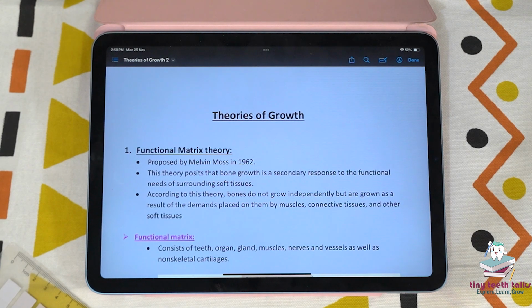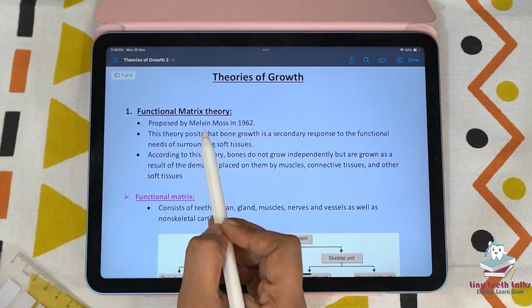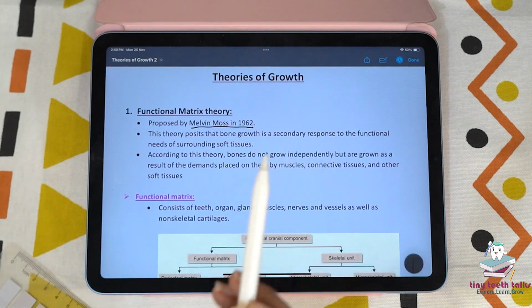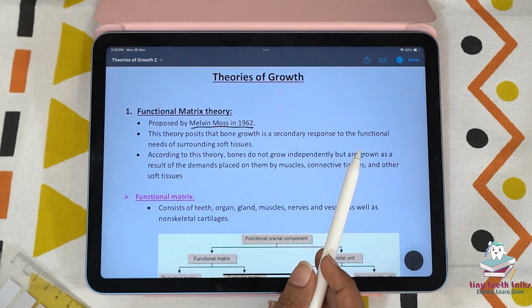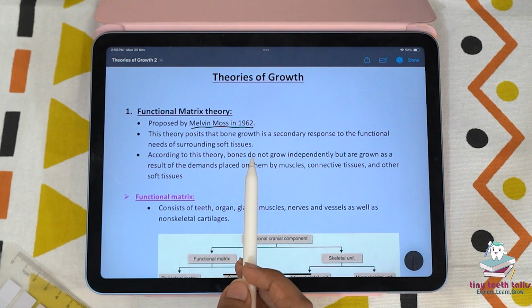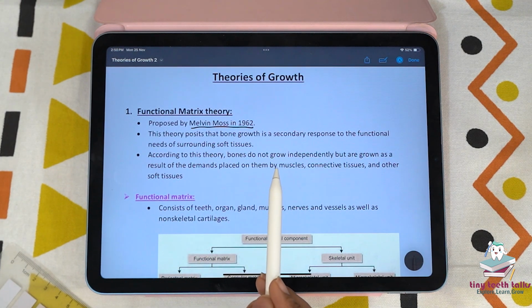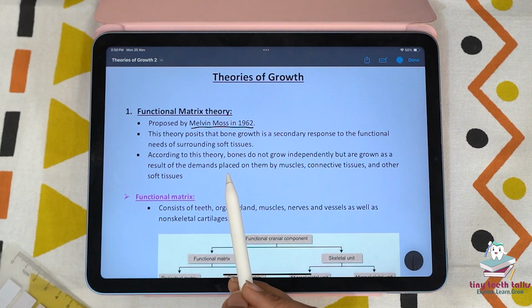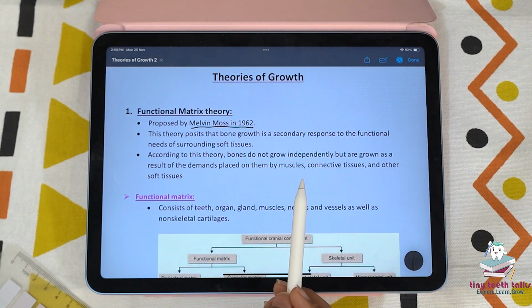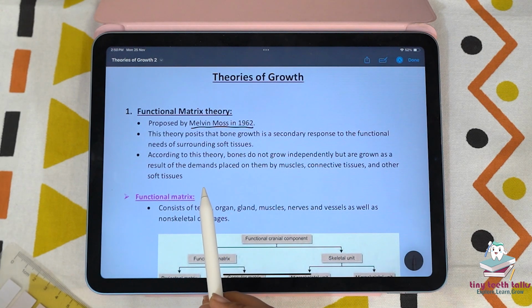Today we will discuss the most important theory question for both undergrads and masters, the functional matrix theory and other theories. Functional matrix theory was proposed by Melvin Moss in 1962. This theory posits that bone growth is a secondary response to the functional needs of surrounding soft tissues. According to this theory, bones do not grow independently but are grown as a result of the demands placed on them by muscles, connective tissues, and other soft tissues.